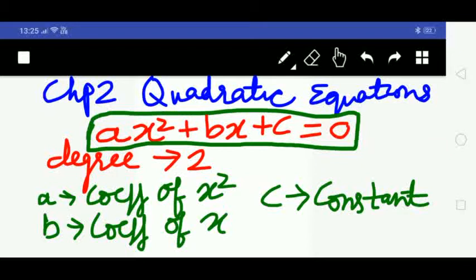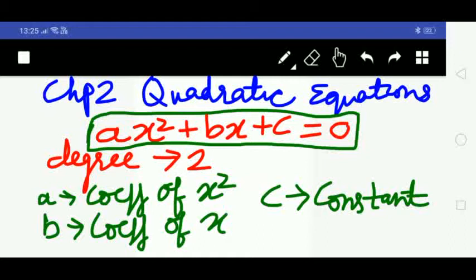So when you are given an equation and told to write in the standard form of quadratic equations, you have to bring everything to the left hand side. You will first write the x square term, then the x term, then the constant. Okay. So this is the introduction of quadratic equations.